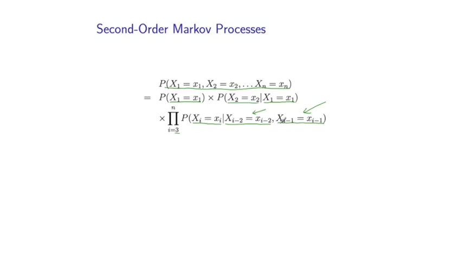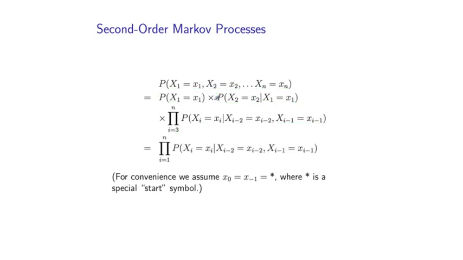To make things a little bit simpler, these terms are a little awkward. To make things a little bit simpler, we're actually going to write down a second-order Markov process as follows. I now have a product from i equals 1 to n, and at each point I have the ith value conditioned on the value at i minus 2 and also i minus 1.